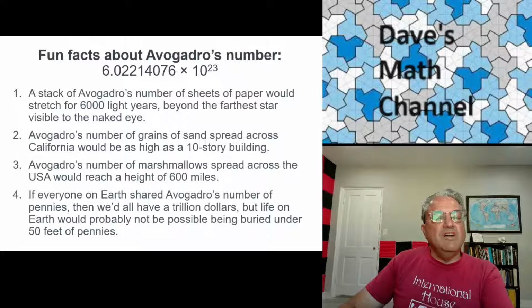And finally, I kind of like this last one the best. If everybody on Earth had Avogadro's number of pennies, then we'd all have $1 trillion. But life on Earth probably wouldn't be possible because we'd be buried under 50 feet of pennies.